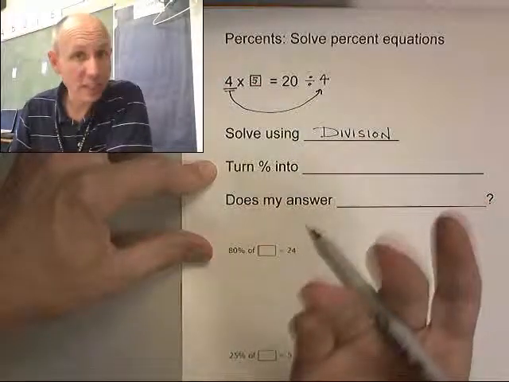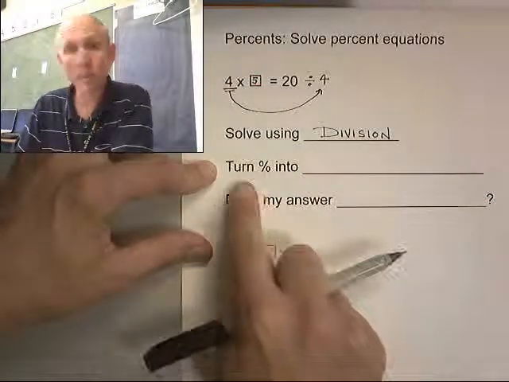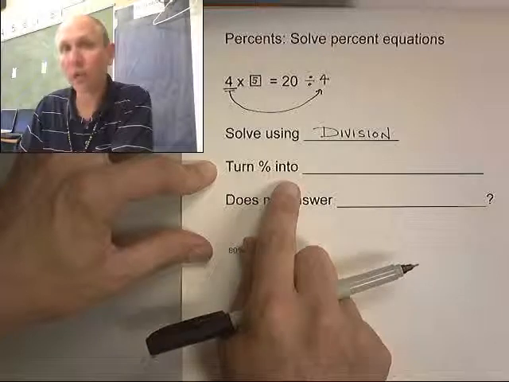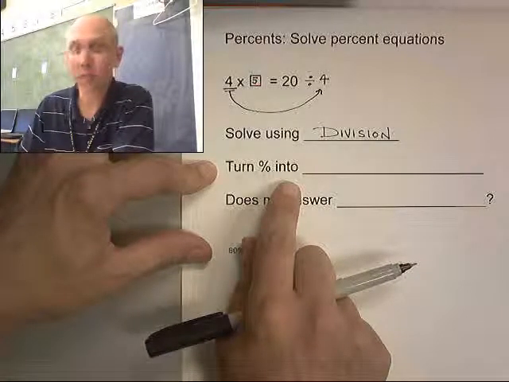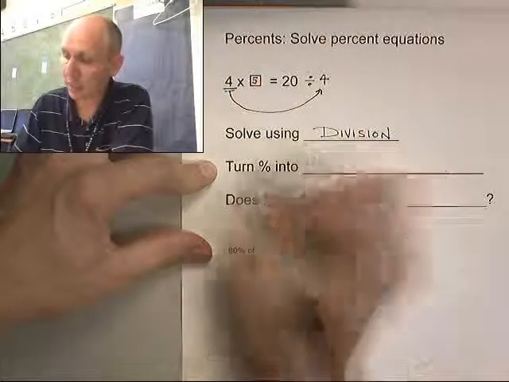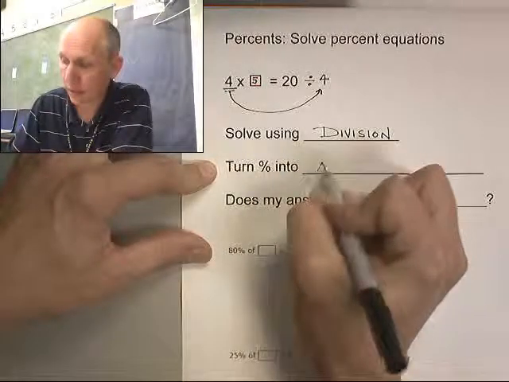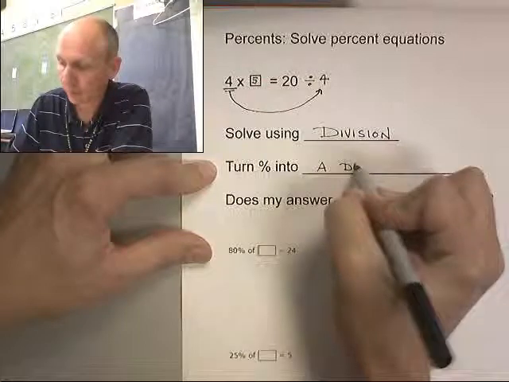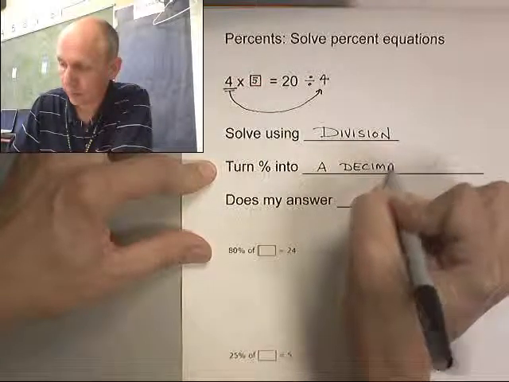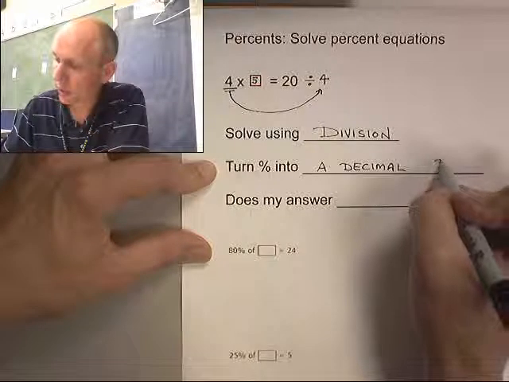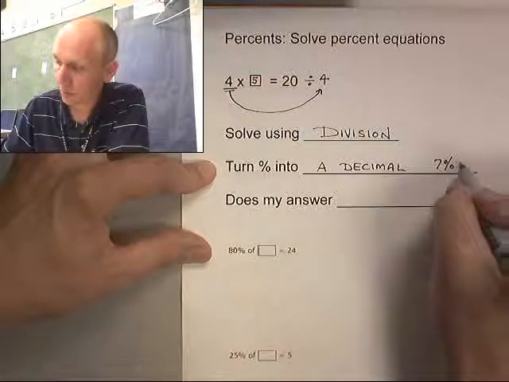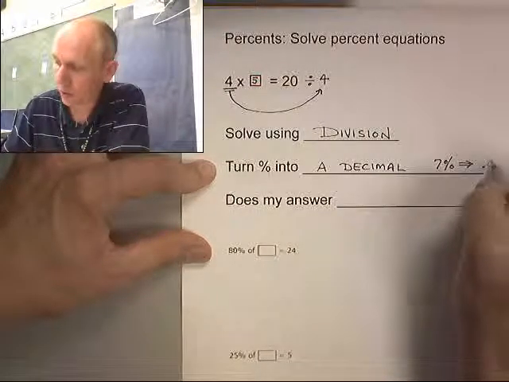But since these are percentage problems, I have to be very cautious, and I have to remember to turn my percentage into a what? I never just deal with a percentage when I'm using equations. I deal with a decimal. Turn percent into a decimal. Let's remember that. What's 7% as a decimal? 0.07.